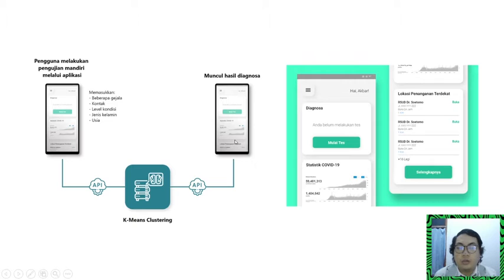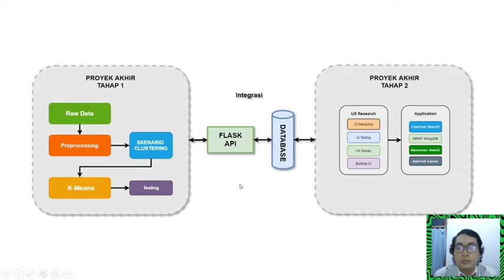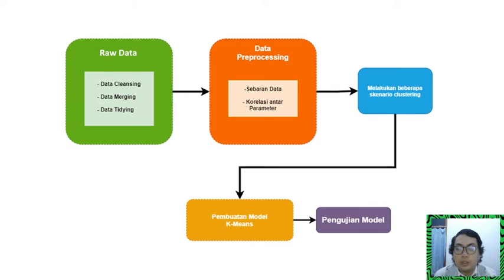My final project consists of a K-means model, an application, and an API service. How it works is when the user inputs their data, the model using the API service processes it, and the application shows the result from the model's cluster prediction. Here's the overall block diagram of this final project, as I mentioned before. And here's the block diagram of the first final project progress.